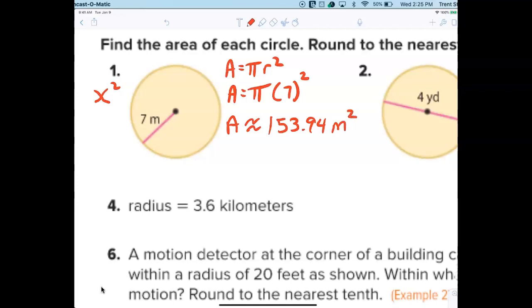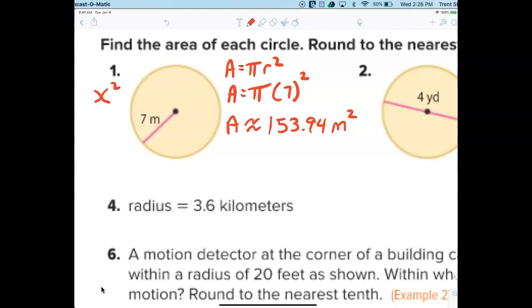It's about 153.94 meters squared. I thought the exponent 2 was supposed to be inside the equals. No, you're squaring 7. Why do we use the radius and not the diameter? What's the formula? Pi times radius squared. So why are we not using the diameter? Because it's not in the formula.